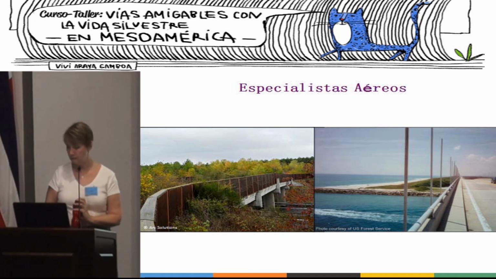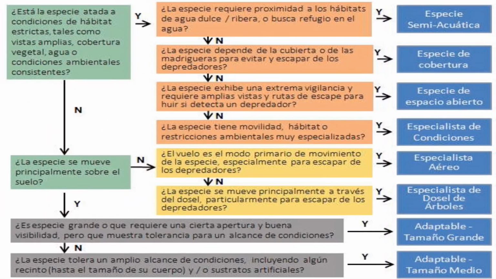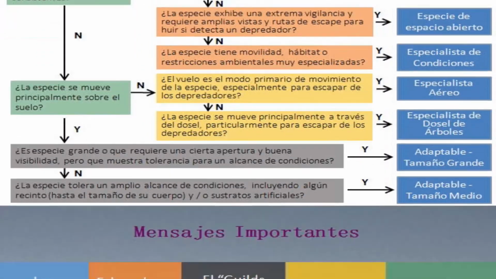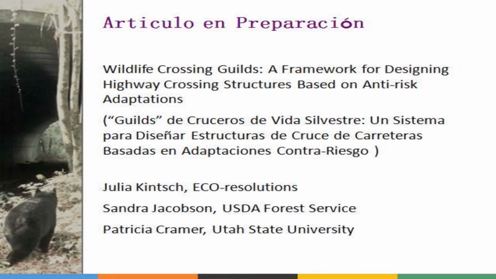And I think that's my last slide. Oh, okay. This will be in your slides. It's a flow chart that sort of helps to figure out what your target species might be. And I think I'll skip those.